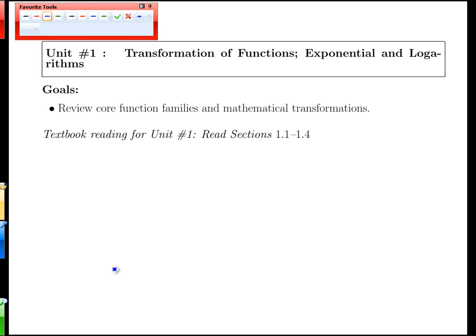We begin this series of video lectures for use in Math 121 with an introduction or a reintroduction to families of functions that we're going to be seeing during the course. Let's start with some examples.